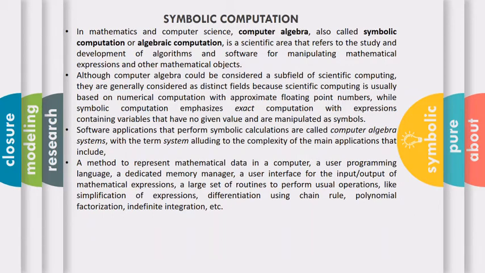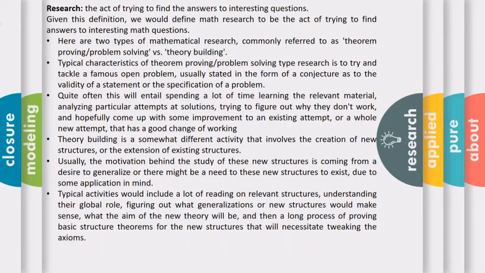Then we have research. What is research? Research is the act of trying to find the answer to an interesting question. So what is research? Research is trying to find the answer to a certain interesting question. First of all, how can we relate it with mathematics? Is there any tricky question? Is there an interesting question in mathematics that we are trying to find the answer to? So we would define math research to be the act of trying to find the answer to an interesting math question.